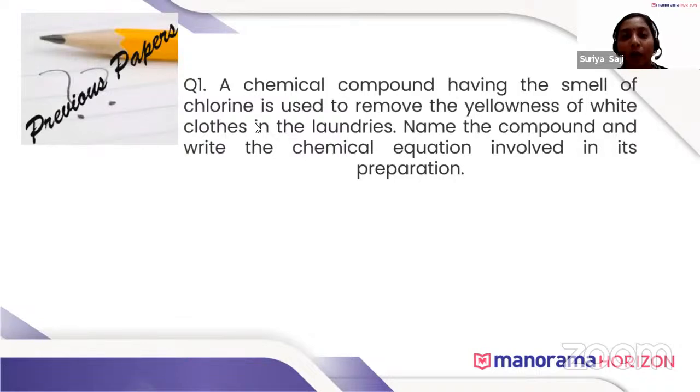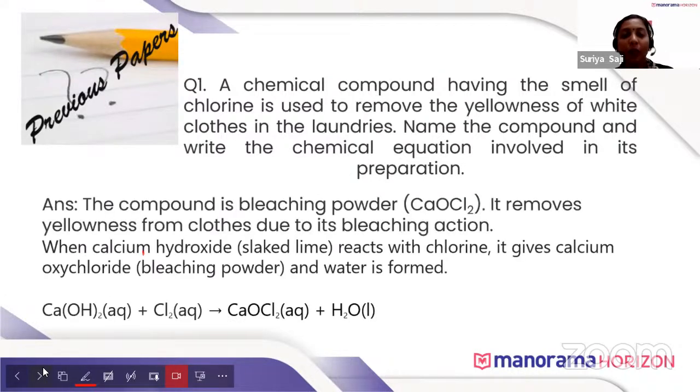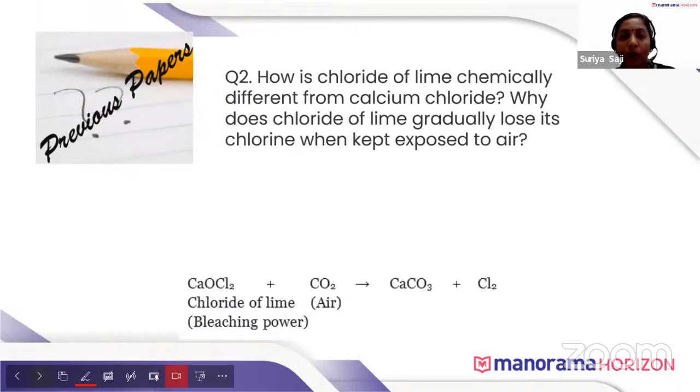So we'll have a question here. Okay, a chemical compound having the smell of chlorine, used to remove the yellowness of cloth in the laundries, which will be our bleaching powder. So we have to know the chemical formula of bleaching powder and the equation to form bleaching powder. So this is an already asked question. Then how is chloride of lime chemically different from calcium chloride? Chloride of lime is bleaching powder. Calcium chloride is CaCl2. Okay. So that thing we have to understand.